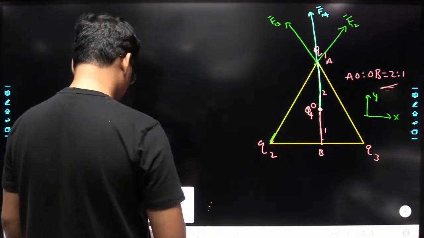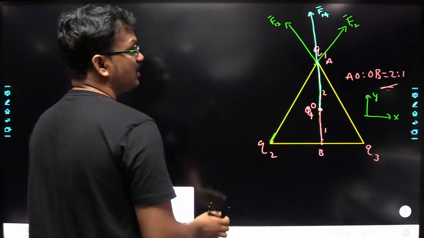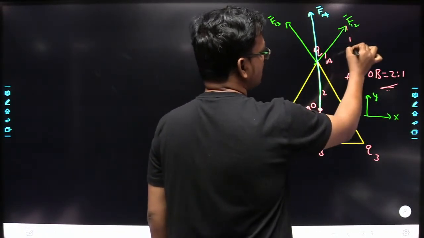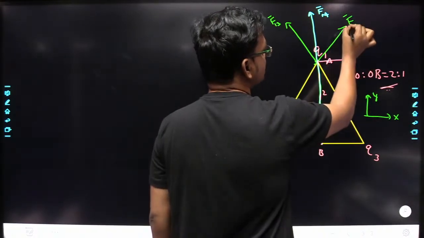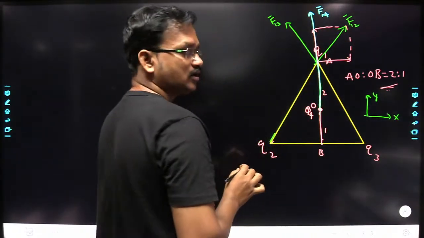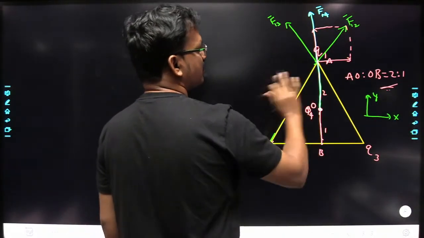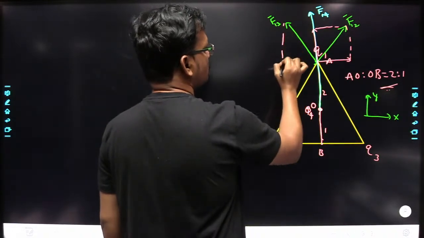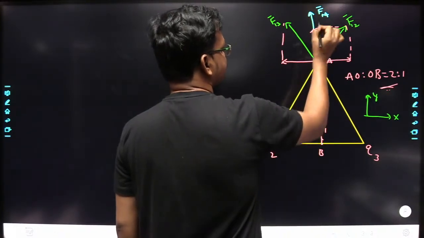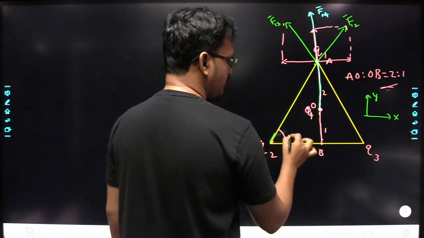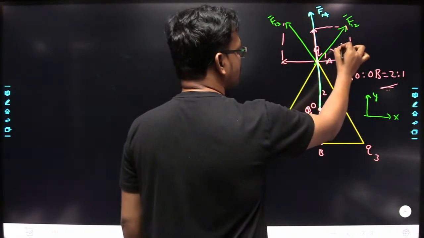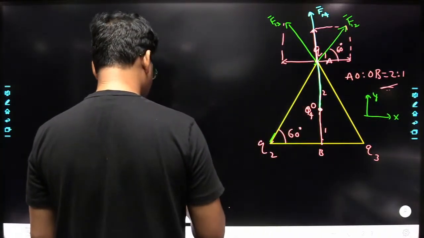Now if you observe here, the same procedure. See here, F12 is neither along x nor along y, so you can resolve this into 2 components. Similarly, this F13 is neither along x nor along y, so you can resolve this into two components, one along x and another along y. Now what is this angle here? We know that this angle is 60 degrees. So this angle will also become 60 degrees. This angle will also become 60 degrees.